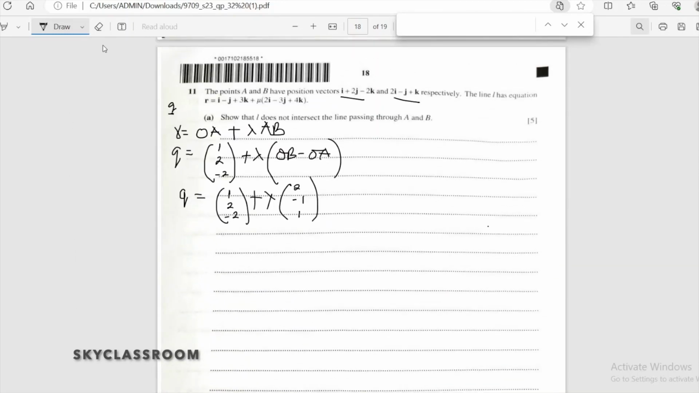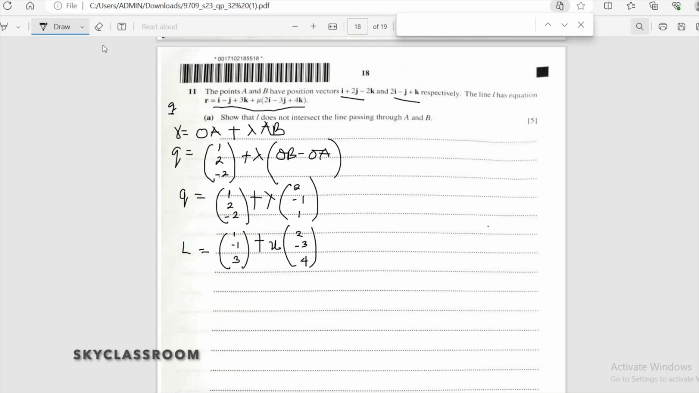Remember that line L has the equation: the vector equation for line L is (1, minus 1, 3) plus mu (2, minus 3, 4). These are the two lines. The question asks us to show that L does not intersect Q.